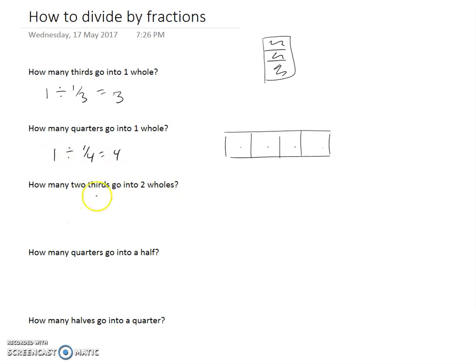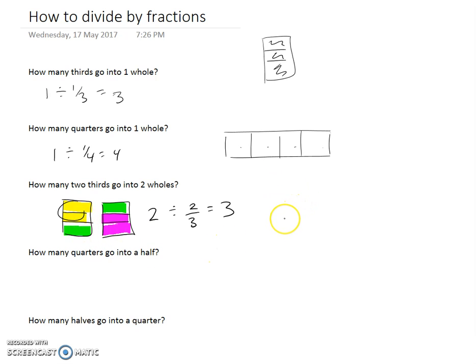Alright, how many 2/3 go into 2 wholes? So here's my 2 wholes. Let's split them into thirds. Now let's do 2/3. That's one group of 2/3. It's another group of 2/3. It's another group of 2/3. So how many 2/3 go into 2 wholes? 2 divided by 2/3, I should get 3. Yeah? 3 groups of those 2/3.